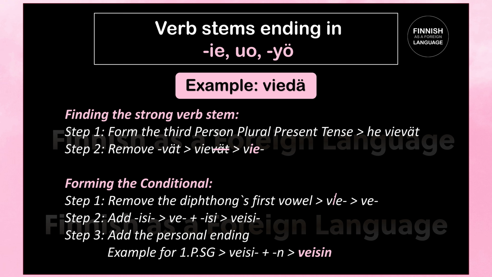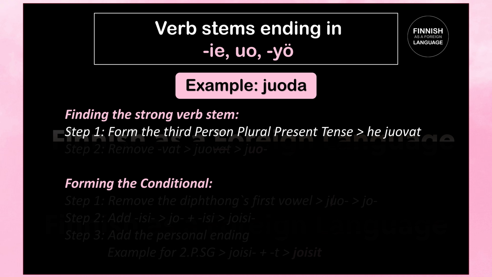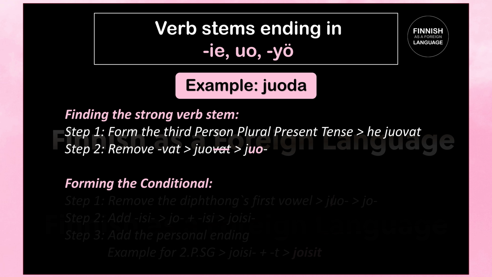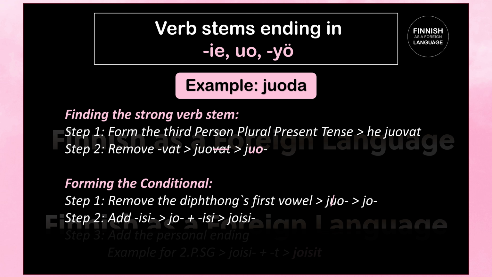Let's take another example. Juoda, which means to drink. In order to form the verb stem, we have to form the third person plural present tense of juoda, which is he juovat. And then again, step number 2, we remove the vat ending, so juovat changes to juo. Now it's time for the conditional. So step number 1, we have to remove the diphthong's first vowel, so juo changes to jo. The u letter got removed. Step number 2, we add isi, so jo plus isi is joisi.